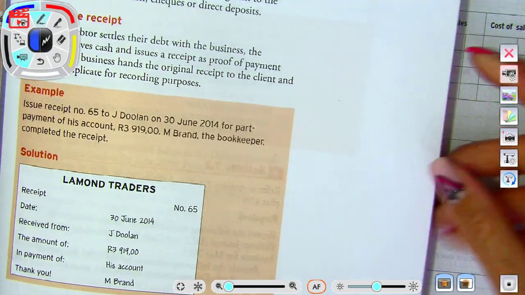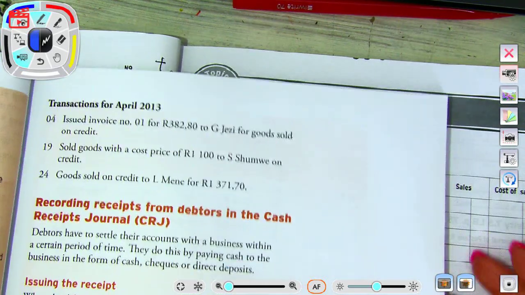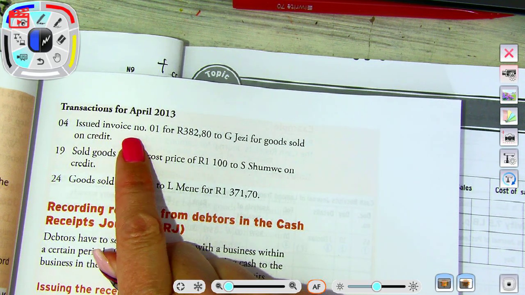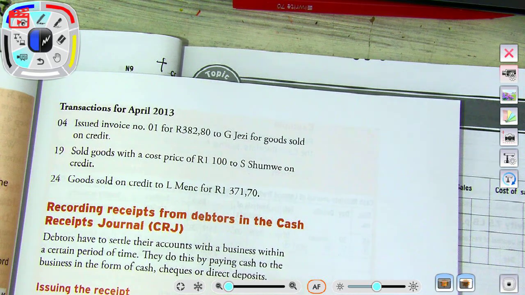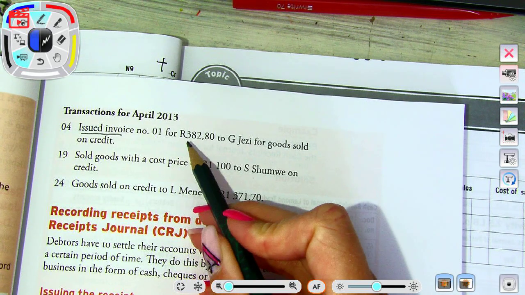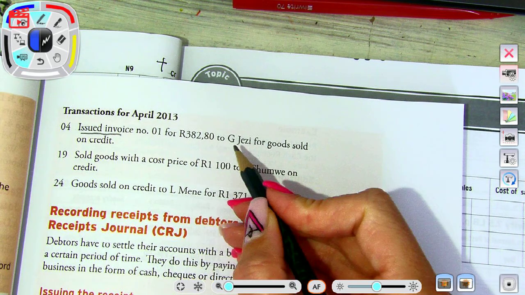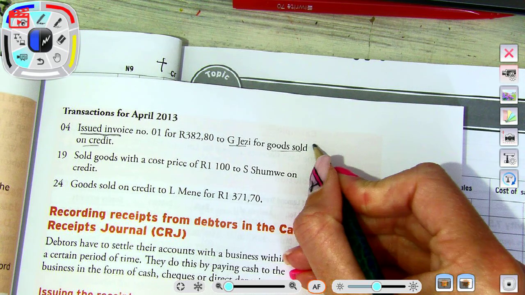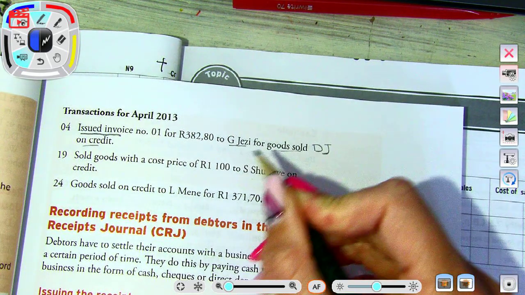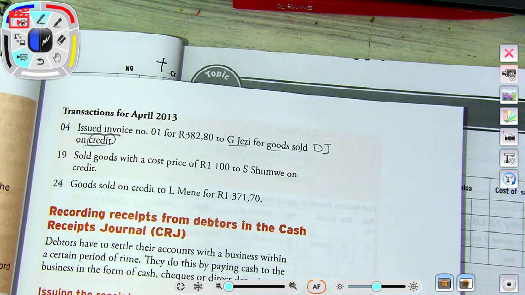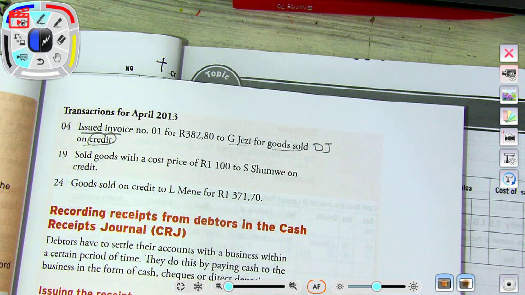If we go over to page 73, we'll see that there are the transactions. Transactions for April 2013. Issued invoice number 01 for 382 Rand and 80 cents to GJZ for goods sold on credit. So that is telling me, this is my clue, debtor's journal, because it's goods sold on credit. On credit, meaning that I did not receive the money. That cannot go to my CRJ, because CRJ means that I received money. Okay, so let's go and record that.